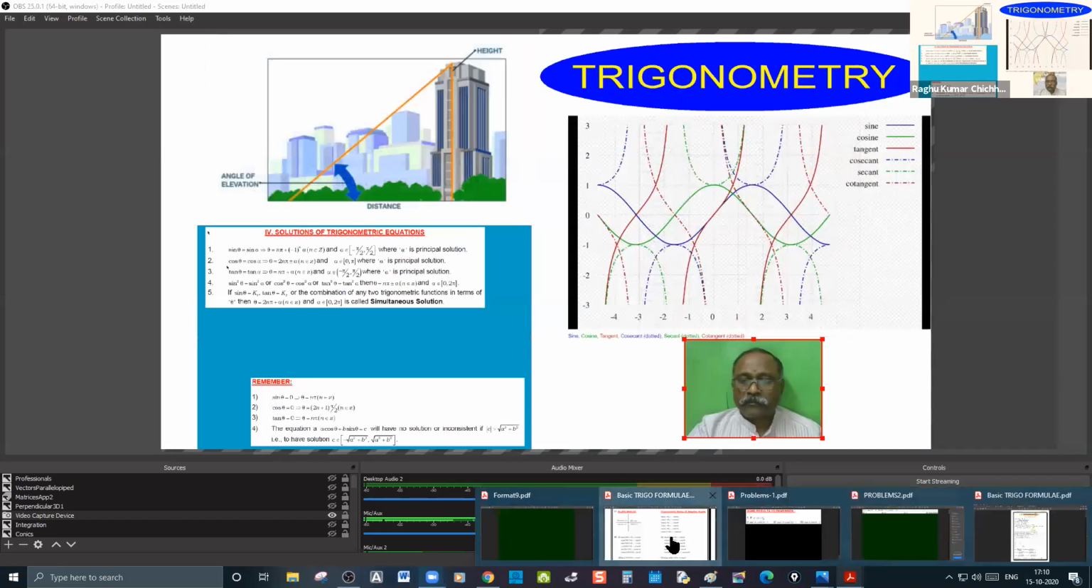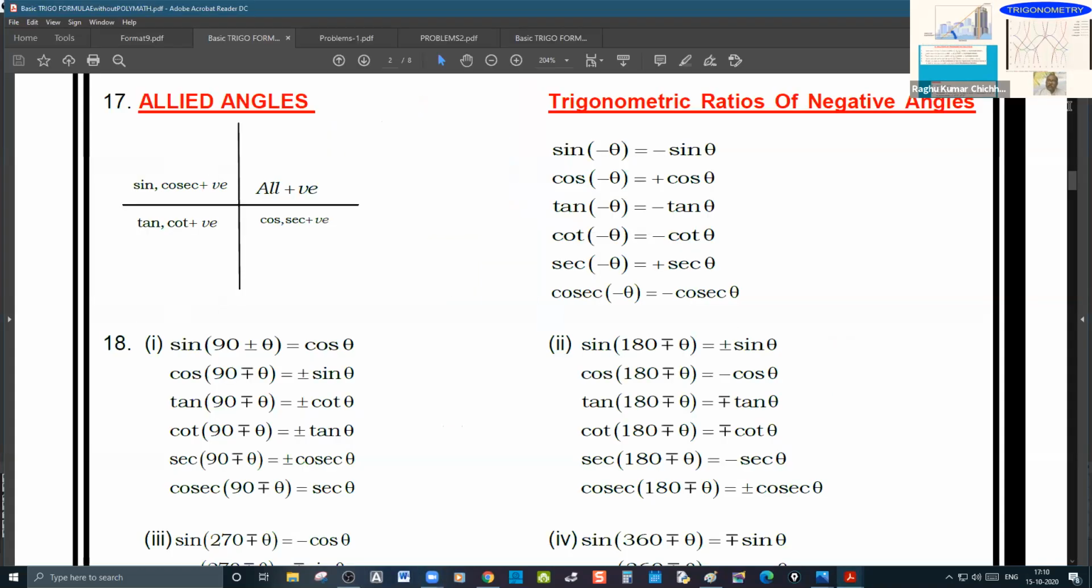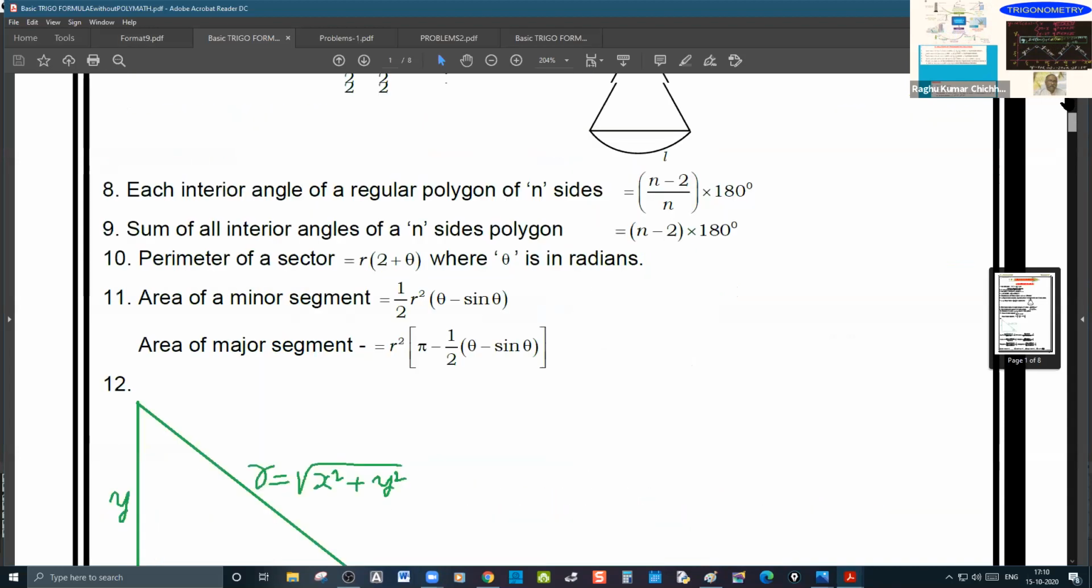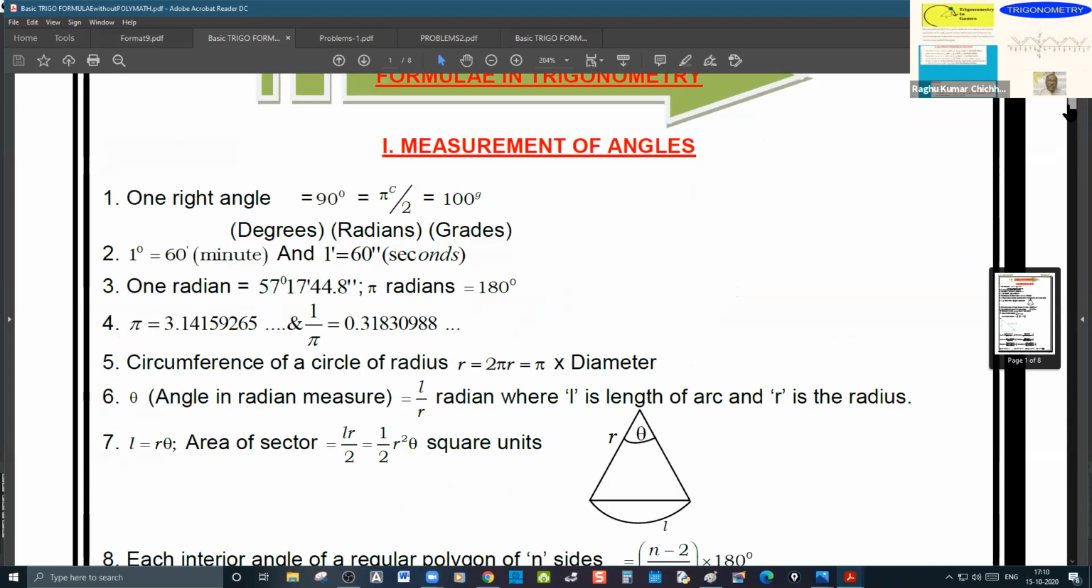Here, if you revise whatever you have learned at your board level, let us see this at a glance. One right angle is 90 degrees and pi by 2 radians, and in the French system it is 100 grades. Grades are not in use. And 1 degree is equal to 60 minutes, and 1 radian is approximately 57 degrees 17 minutes. Just remember the approximate value, it will be useful for us.